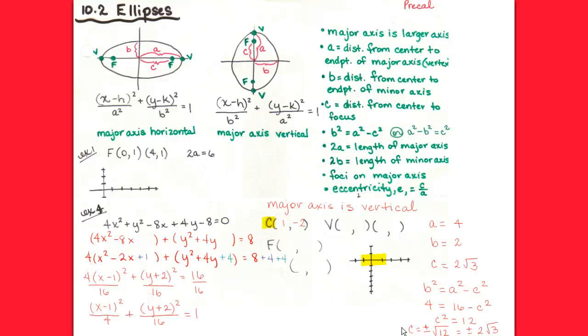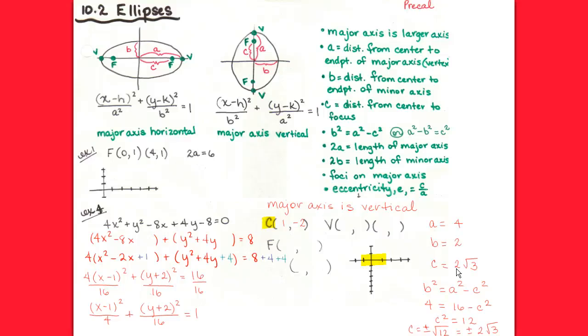Now, even though it says plus or minus, we're talking about c as a distance. Distance is always positive. So you'll notice for a, b, and c, we're always going to list them as the positive value. For c, we're going to go up and down that value, or left and right that value. So you could think of it as plus or minus that way if you wanted to.